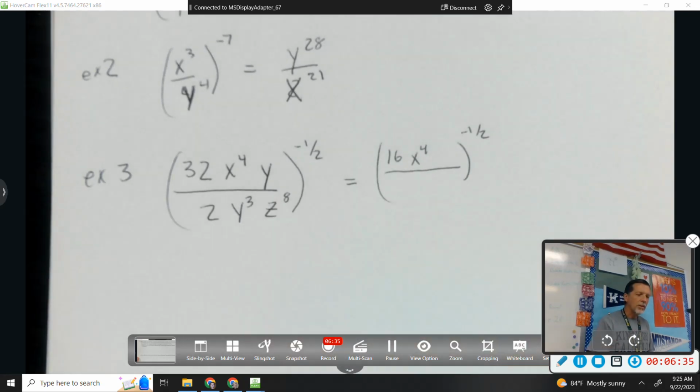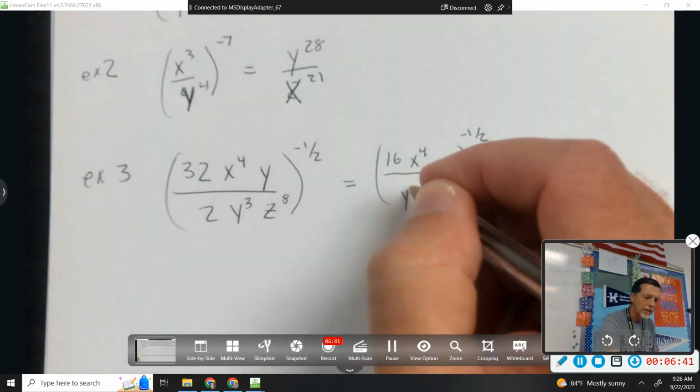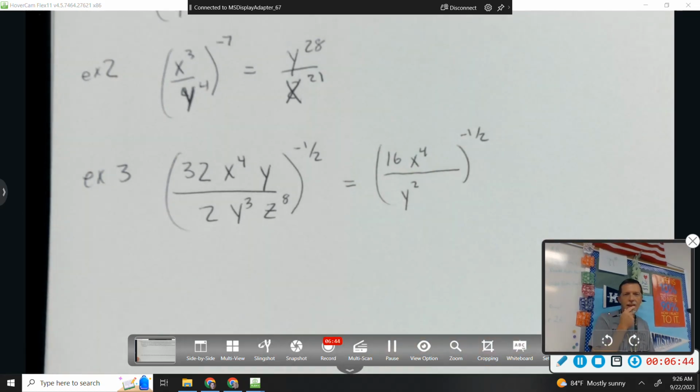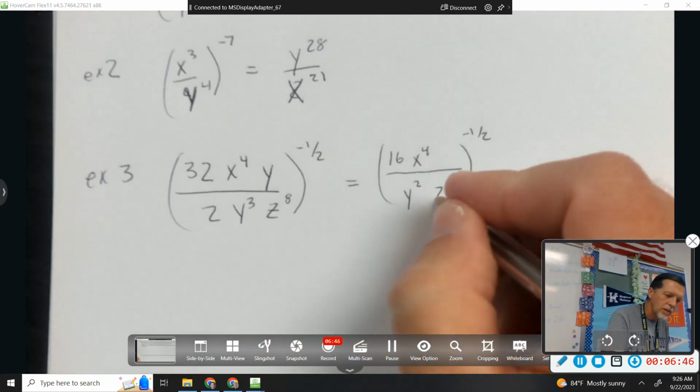How about y's? Where are the y's going to end up? And how many of them? Y squared in the bottom. Yeah, 2 y's in the denominator. And then there's only one z, so z to the 8th in the bottom.